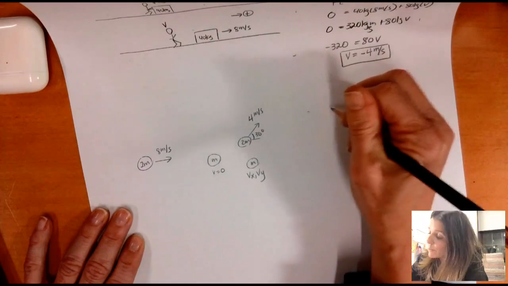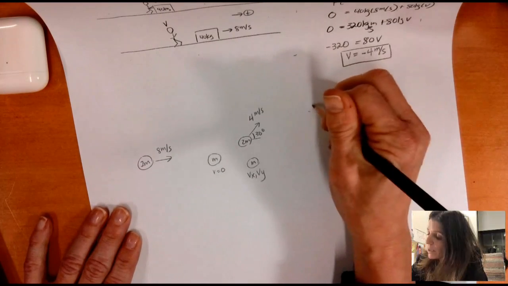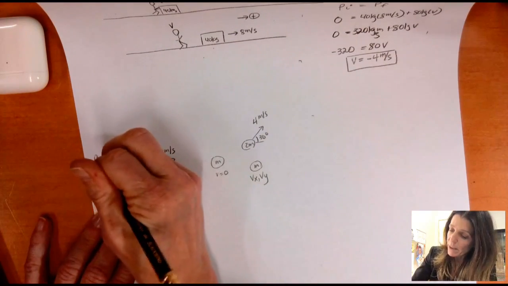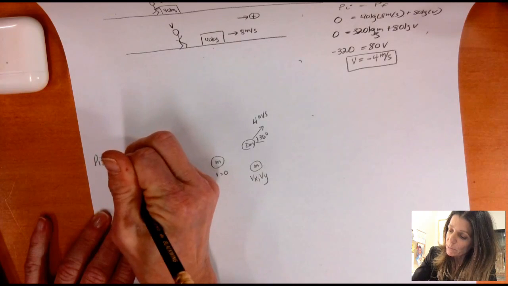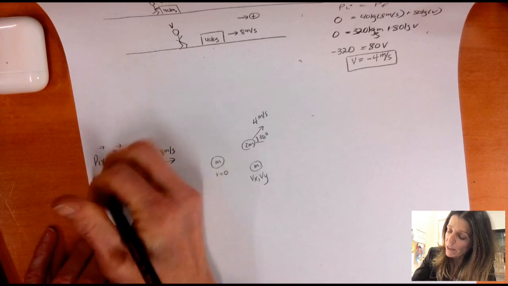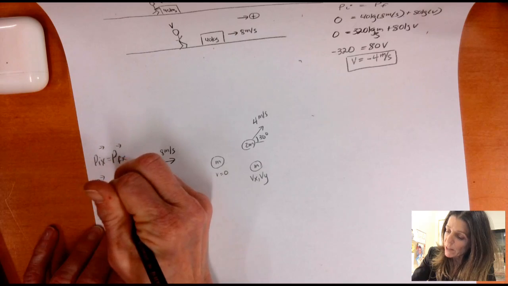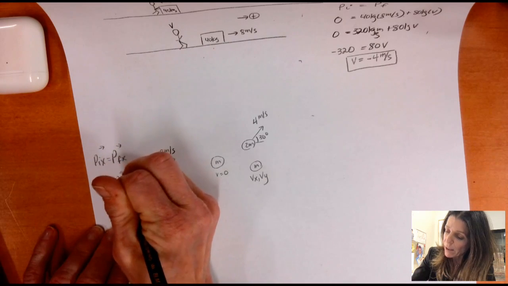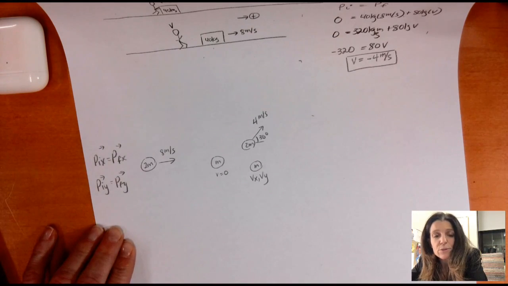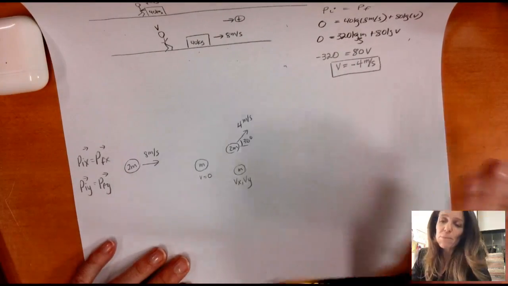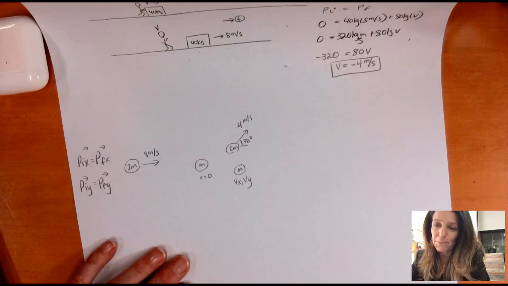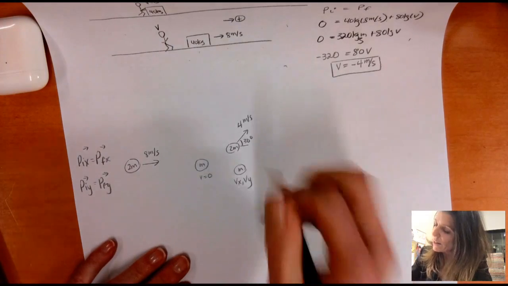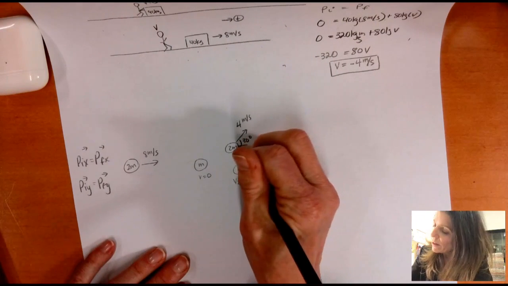Remember what I said, when you're doing a two-dimensional problem, you have p initial in the x direction equals p final in the x direction, and p initial in the y direction equals p final in the y direction. So you have to apply momentum conservation separately in each direction. I think there's a number of ways you could deal with the vectors, but I think that's the easiest way. So let's take a look here.